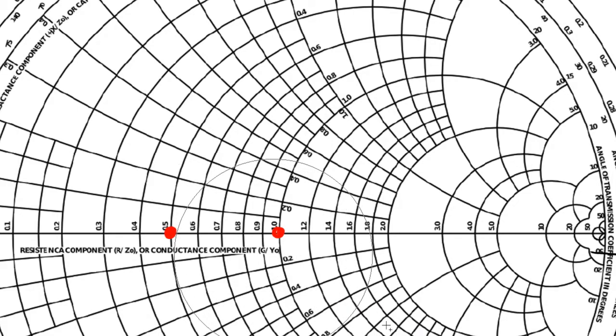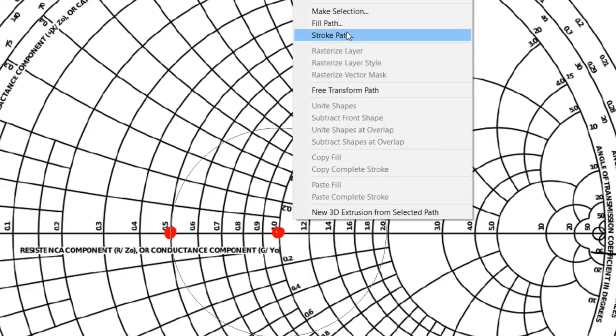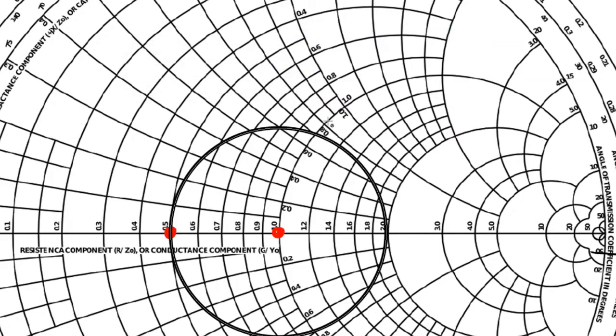Let's try drawing the circle. Oops. Okay, struggle is real. Oops. It's still small. It might be too big. There you go. So, stroke path. Okay. So, this is the circle that we have plotted.